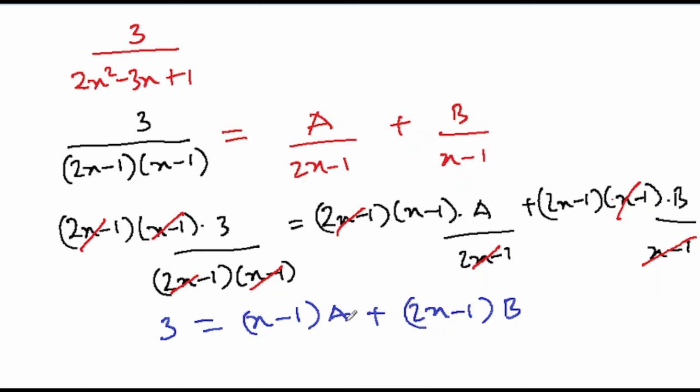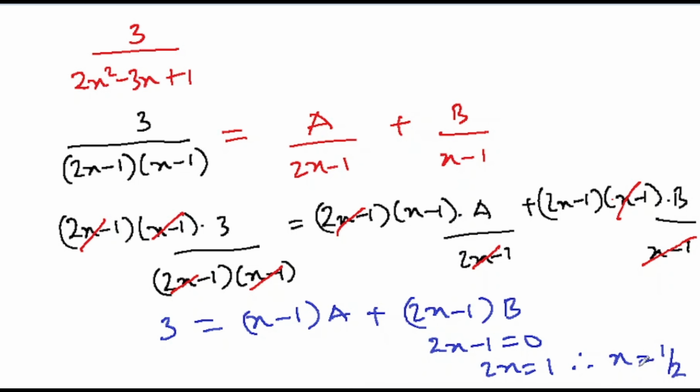So the next step is to calculate the values of A and B. How are we going to do that? If we want to look for A, we're going to eradicate B. To eradicate B, we look for the coefficient of B, which is 2x minus 1. We equate this to 0, so 2x equals 1. Therefore, x is equal to half.